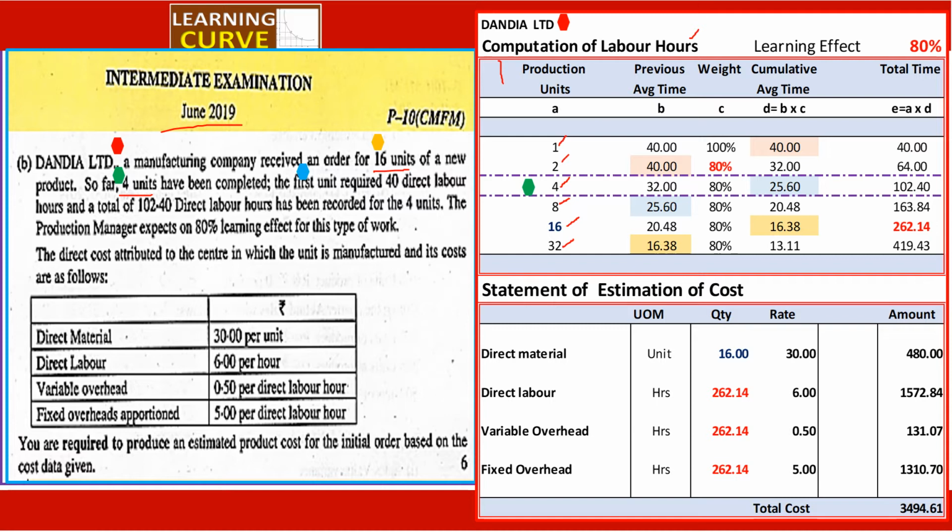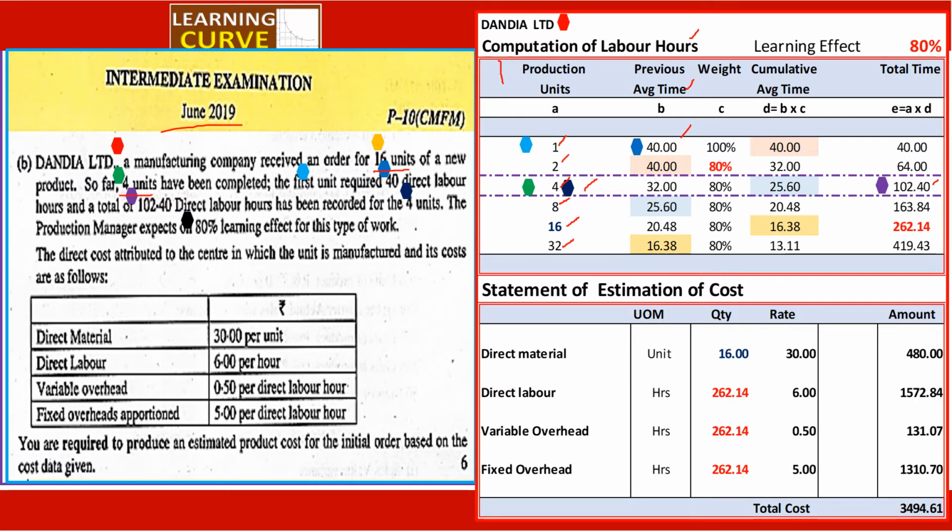The first unit required 40 direct labor hours. Average time, what we took for the first unit, is 40 hours. And a total of 102.4 direct labor hours has been recorded for the 4 units. When I reached 4 units, I recorded 102.4 hours as the labor hours for the 4 units. How do we arrive at it? We will arrive at it separately.